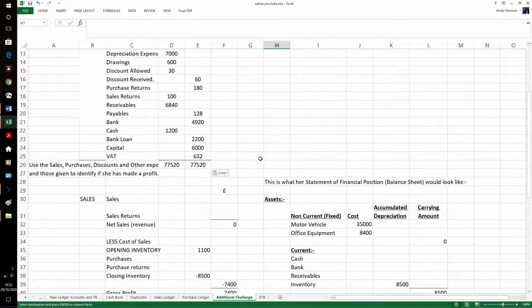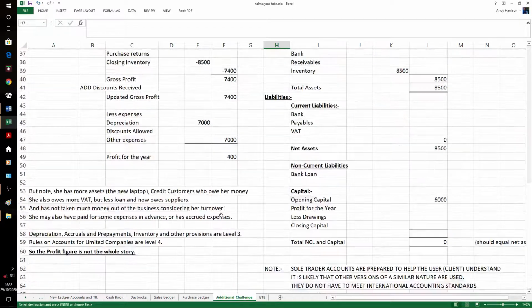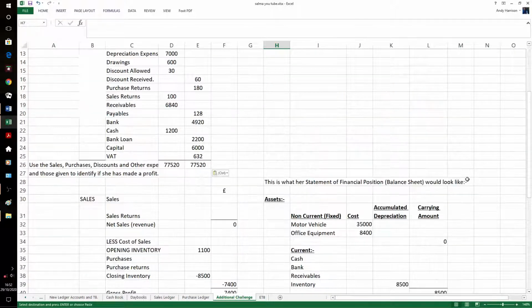So we put in a few provisions. There are a few other things that aren't in here. We may have paid something in advance, giving a better position. Well, let's have a look.